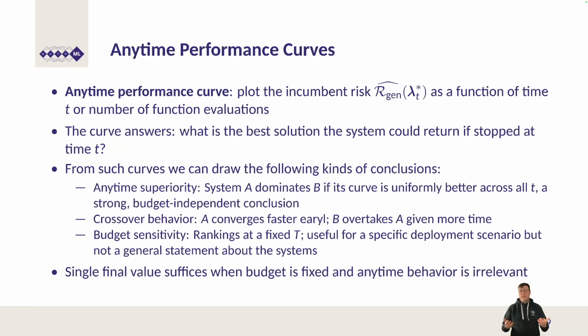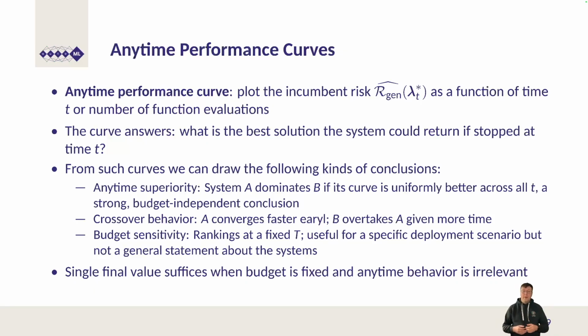The second is crossover behavior. It is entirely possible that A converges faster early in the search, while B overtakes A given sufficient time. This kind of behavior is completely invisible in a single final value. The relative ranking depends entirely on when you look. Only the full curve reveals it.